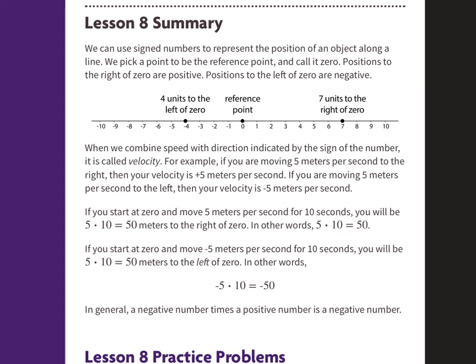So if you start at 0 and move 5 meters per second for 10 seconds, you'll be 5 times 10, which is 50. So 50 meters to the right of 0. If you start at 0 and move negative 5 meters per second, so now we're going to the left, negative 5 times 10 is 50 meters to the left of 0, so negative 5 times 10 is negative 50. In general, a negative number times a positive number is a negative number.